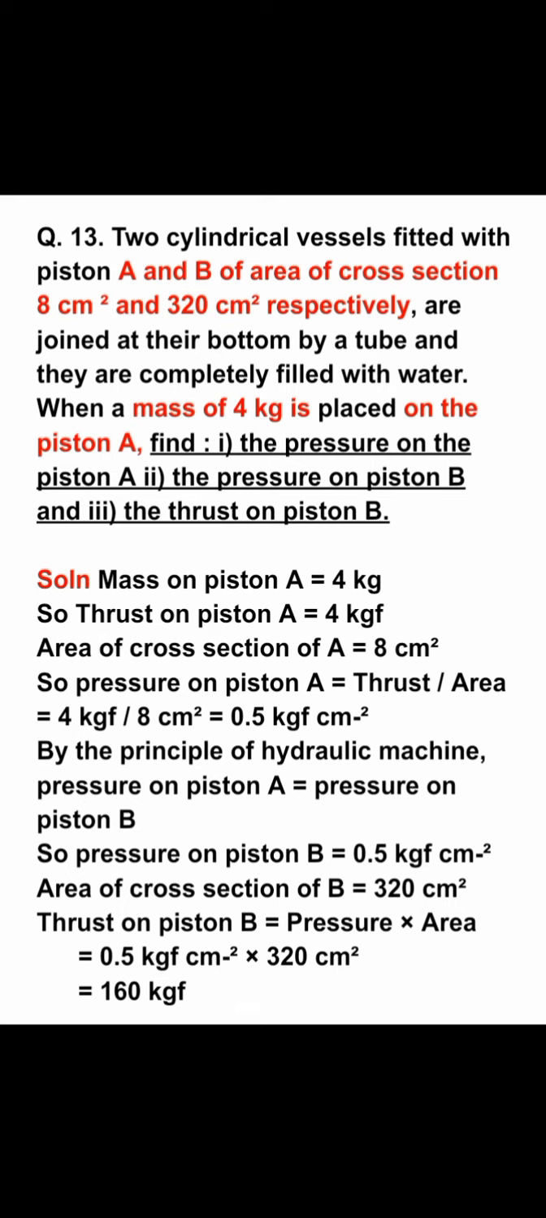By the principle of hydraulic machine, we know pressure on piston A will be equal to pressure on piston B. So pressure on piston B will be equal to 0.5 kgf per centimeter square. Now area of cross section B is given as 320 centimeter square. So to find the thrust, we'll use the formula: thrust on piston B equals pressure into area. Pressure's value is 0.5 kgf per centimeter square, and area is 320 centimeter square, which equals 160 kgf.